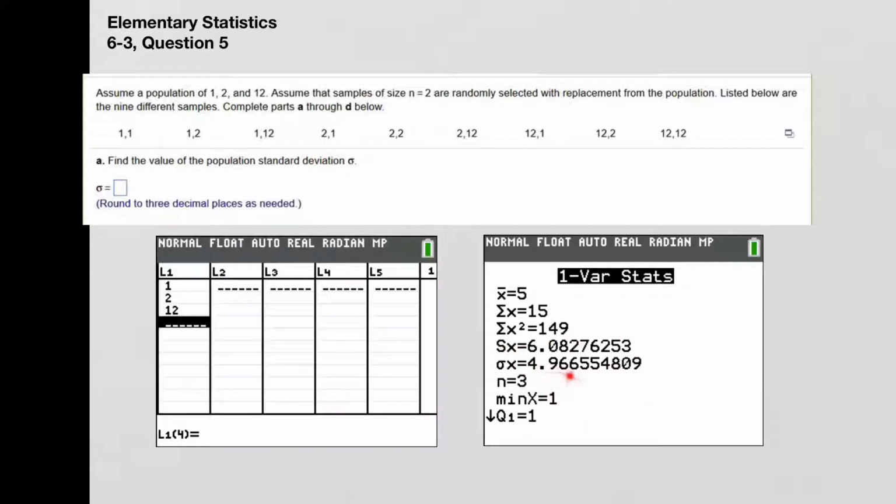So this is 4.966, etc. And we're going to round this to 3 decimal places. So that gives me 4.967 for sigma.